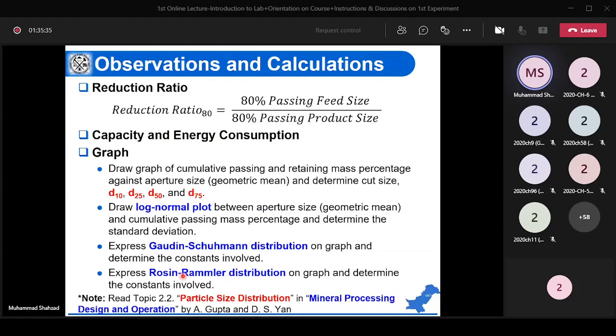All the information about plotting these graphs is given in the book Mineral Processing Design and Operation by Gupta and Yan, and the topic is 2.2, Particle Size Distribution. Read that topic and you will be able to understand. Also, there is another book in which some information related to those graphs is also provided. I have provided the name of the second book as well in your course file, and I will share the course file after the end of this lecture, hopefully.